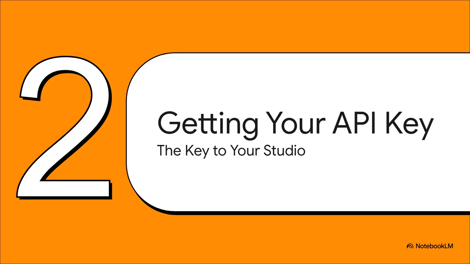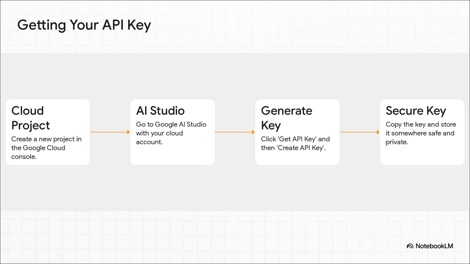All right, so to unlock that studio, we're going to need a key, an API key to be specific. It's a really simple but absolutely crucial step that gives your code access to all this amazing creative power. And you know what? Getting that key is surprisingly easy. First, you'll need a Google Cloud project. If you don't have one, just pop into the console and create one real quick. Second, head on over to Google AI Studio. Third, you'll see a button that says Get API Key. Click that, then Create API Key. And last, but this is the most important step, copy that key and put it somewhere safe.